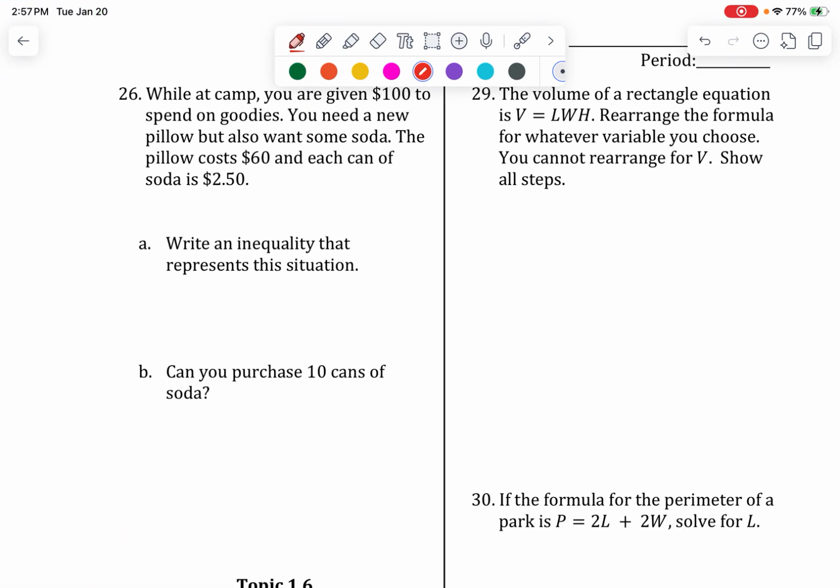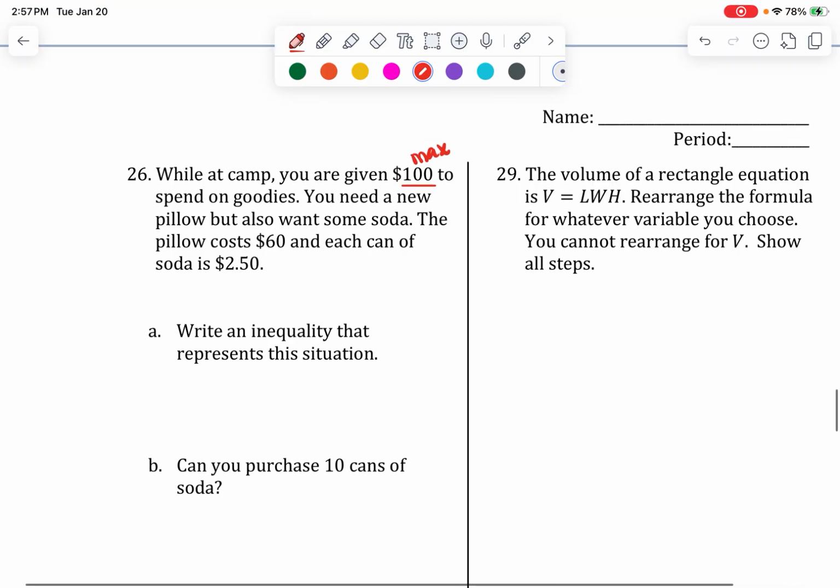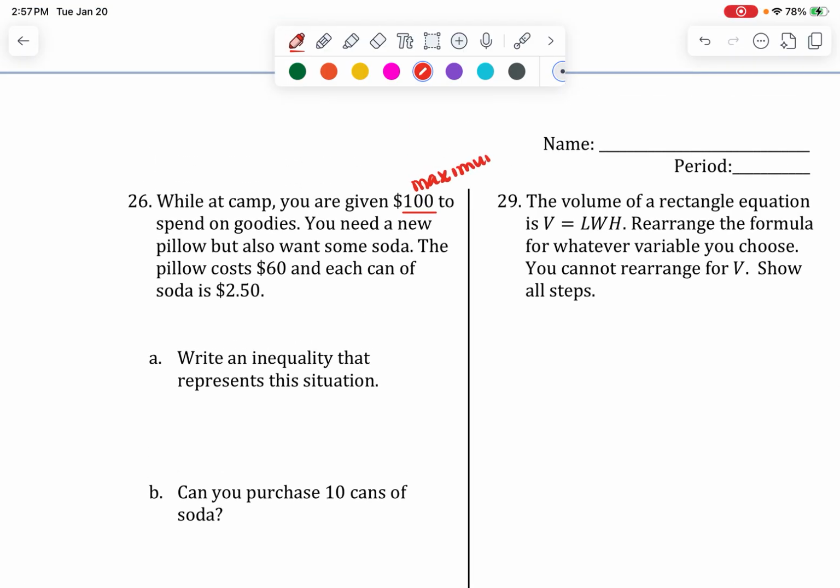On number 26, while at camp, you're given $100 to spend on goodies, right? So this is your maximum. Just pointing that out really quick. That is the maximum amount of money that you can spend.